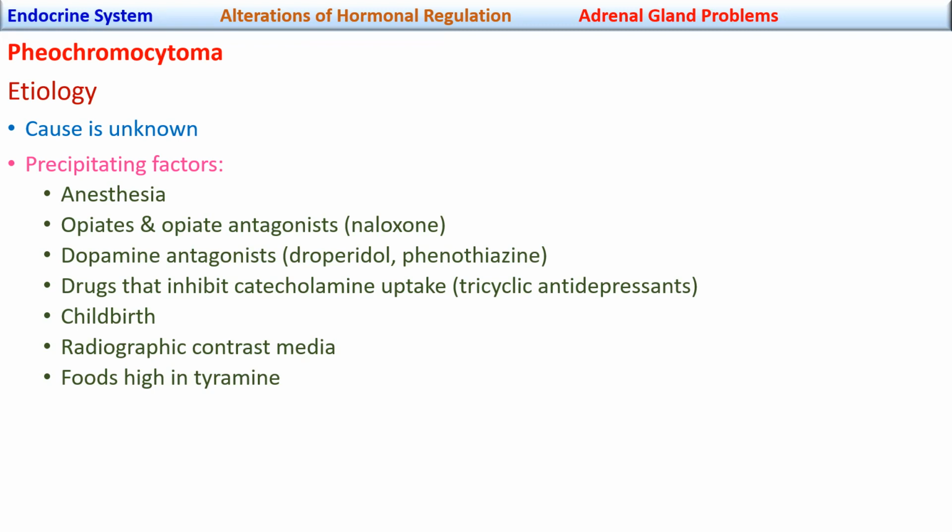So these are some of the precipitating factors that may erupt or potentiate the episode of increased epi and norepi and potentiate the condition: anesthesia, narcotics, antagonists, and drugs like TCAs, tricyclic antidepressants, dopamine, having childbirth, some radiographic contrast media, some dyes, and food that is high in tyramine, like wine or aged cheese.